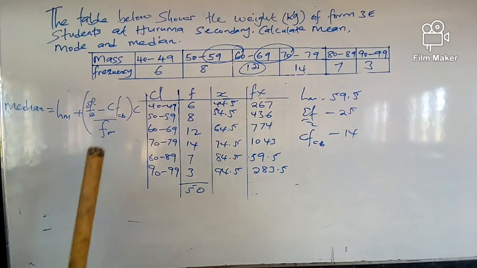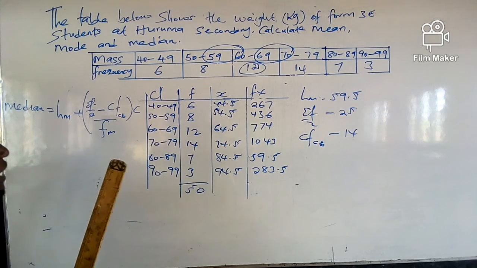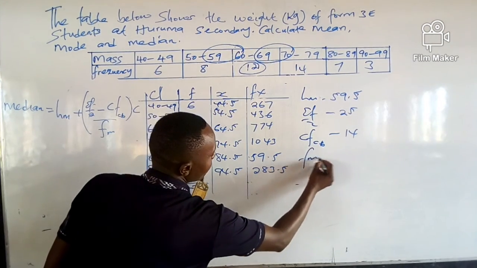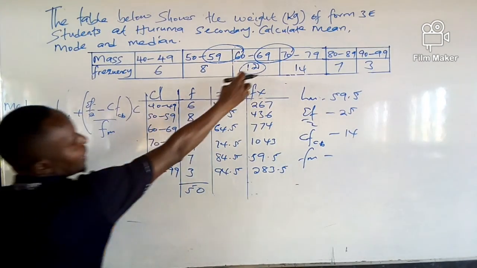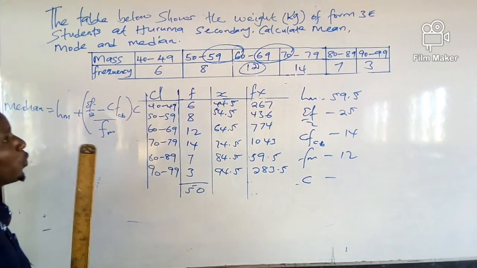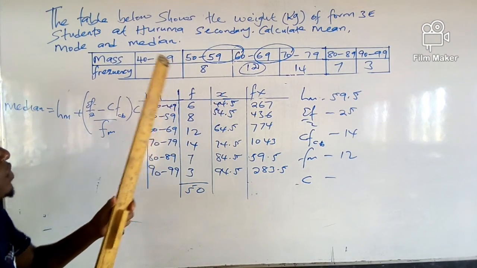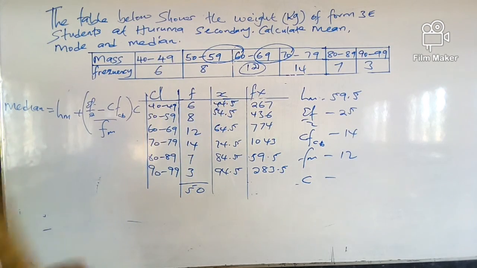After that, we are going to look for the frequency of the median class. The frequency of the median class is here, is 12. And the class size, how do we get the class size? The class size or the class width. How do we get it?